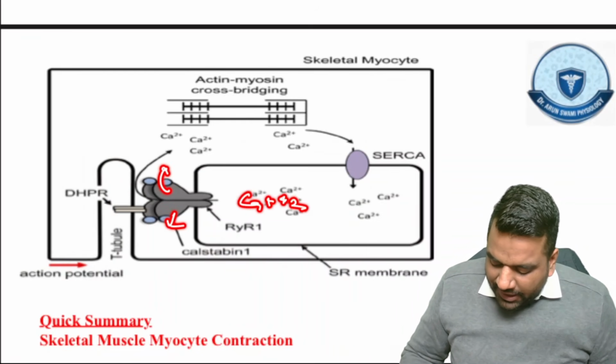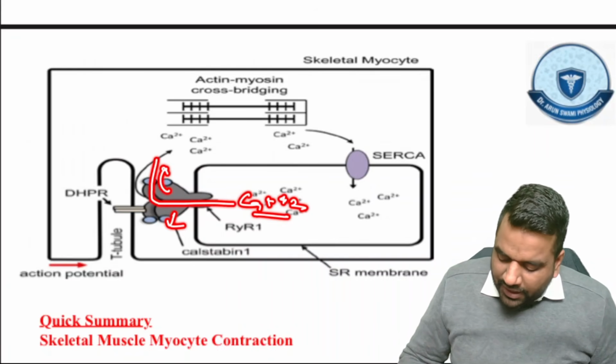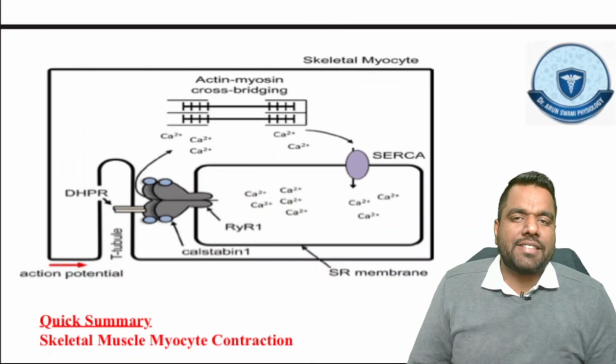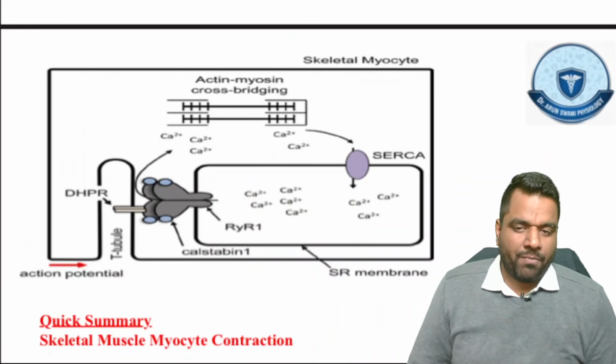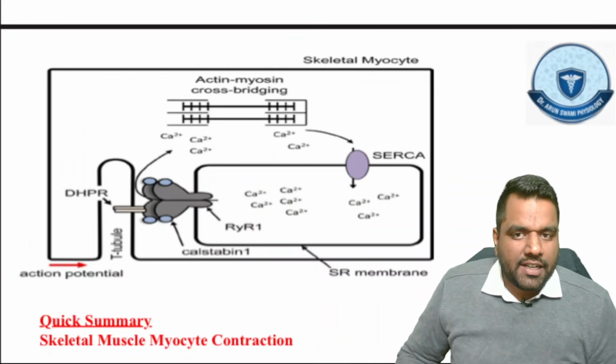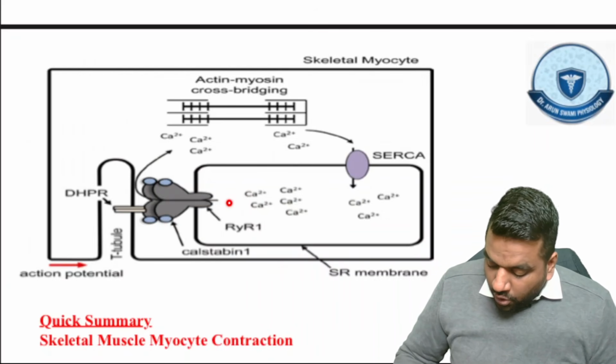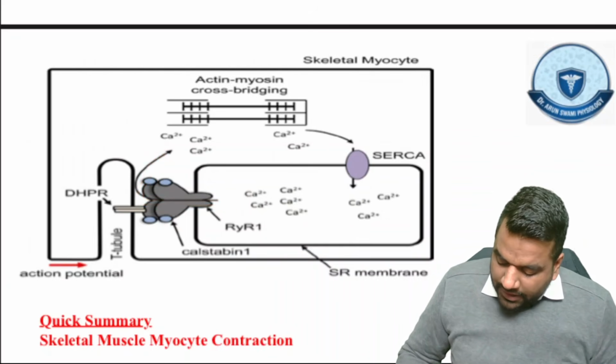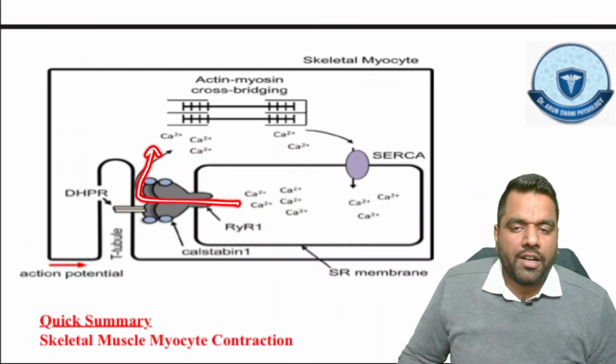Once it opens up, inside there is lots of calcium. This calcium starts moving outside, and this happens without using energy. We call it a passive efflux of calcium. Guys, this is due to the concentration gradient, high to low, it is moving. So this calcium goes without any energy, it comes outside due to the opening of the ryanodine receptor.